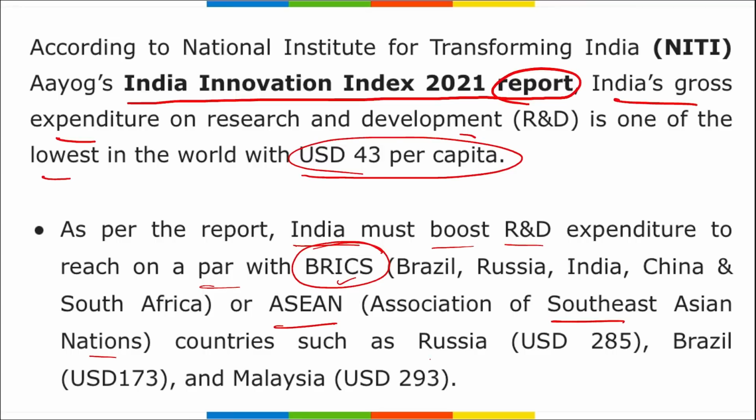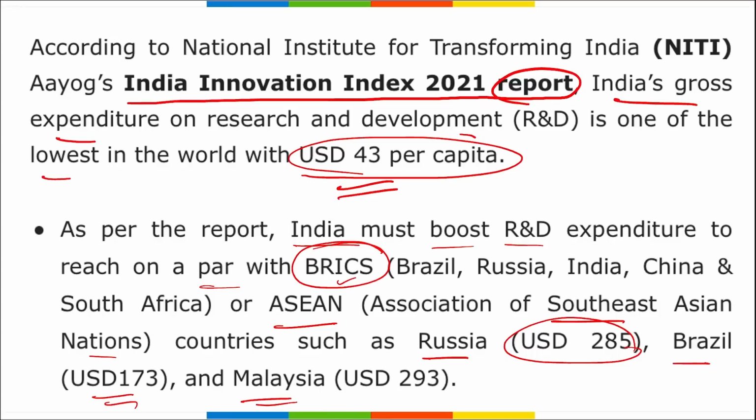India must boost research and development expenditure to reach on par with BRICS or Association of Southeast Asian Nations countries, such as Russia, which is spending around $285 per capita, Brazil at $173 per capita, Malaysia at $293 per capita. And India is spending around $43 per capita. Remember, India's gross expenditure on research and development as a percentage of GDP has been consistent at around 0.7% for almost a decade. Despite a low expenditure on research and development, India has published more research papers than even countries like Russia, Brazil, South Korea and many others.